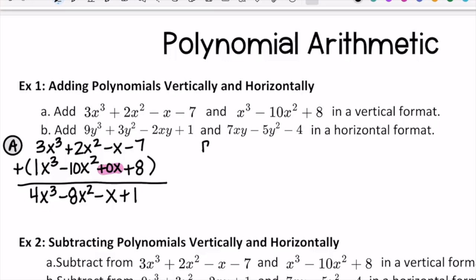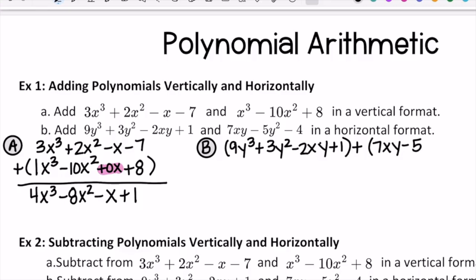Now for the second one, it says that they want us to do it horizontally, which just means that we're going to look at what is like terms and we're going to combine those together. So if I rewrite this, horizontally is going to be basically in the same format that it already is. We're just going to put a plus sign in between it, and we're going to look for what is like terms. So we can only combine like terms together.